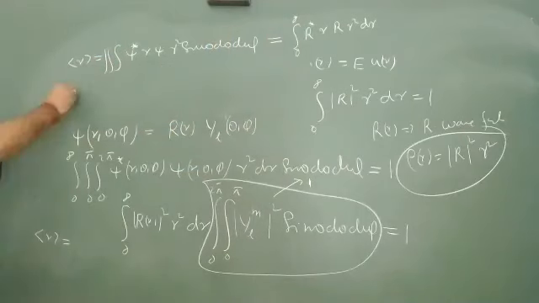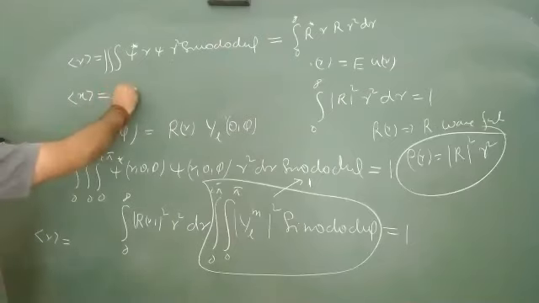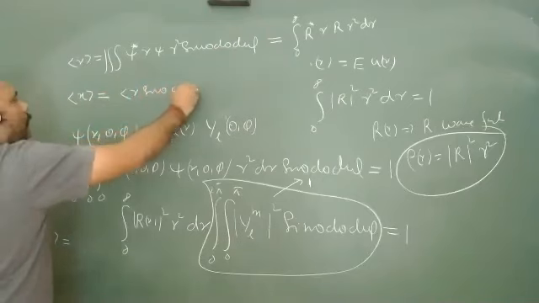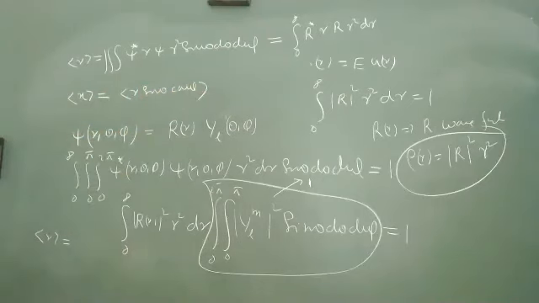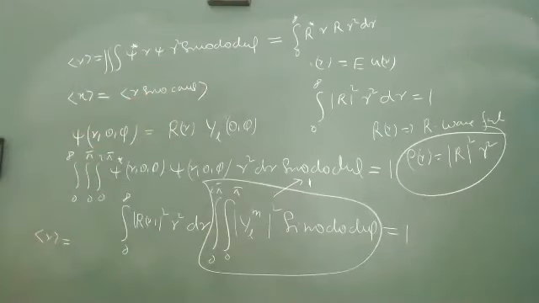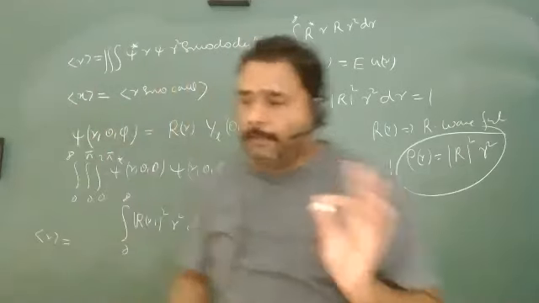Now, if I want to calculate the expectation value of x, how will you calculate it? You will write x as r sine theta cos phi, isn't it? Then which one is useful? Is the total useful, or the radial, or both? Only the total is useful; the radial part will not work.